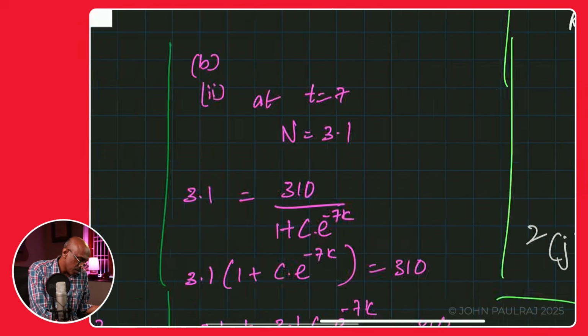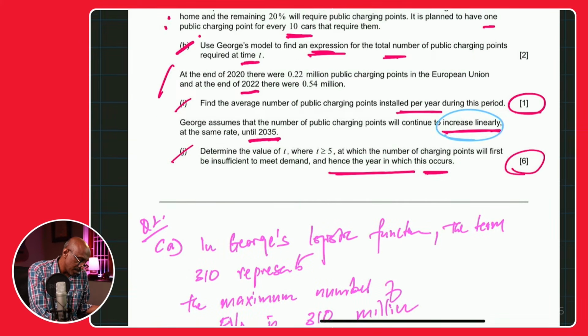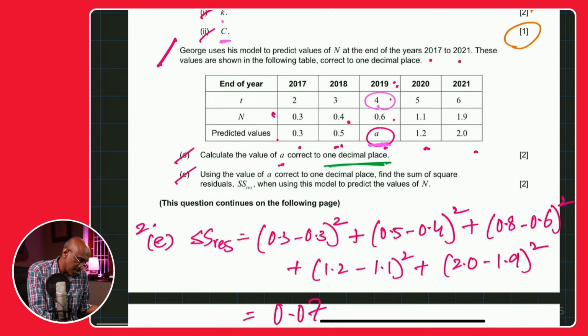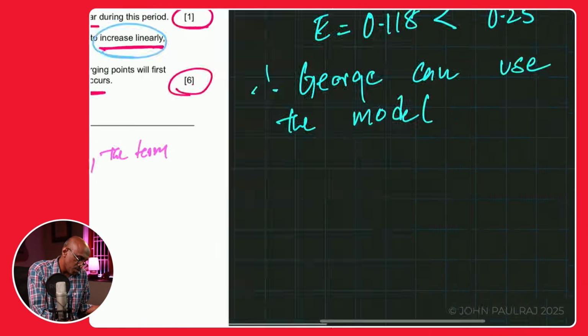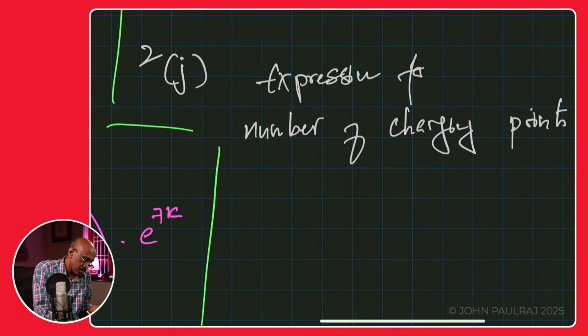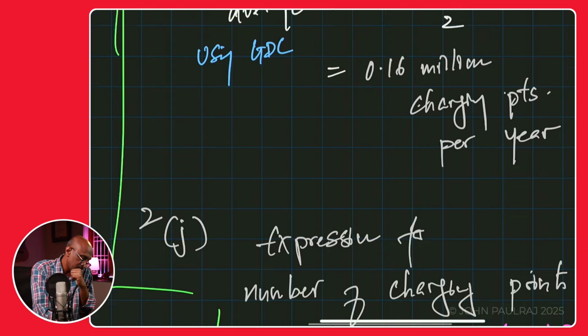We have these values, but 2022 and 2020 in terms of t, remember, t is greater than or equal to 5. 2020 is 5, can you see that? The value of t is 5, and so 2022 should be 7. So 2020 was 0.22, so we can write down that at t equals 5 it's 0.22 million, and at t equals 7 you have 0.54 million. Have I copied it down correctly?